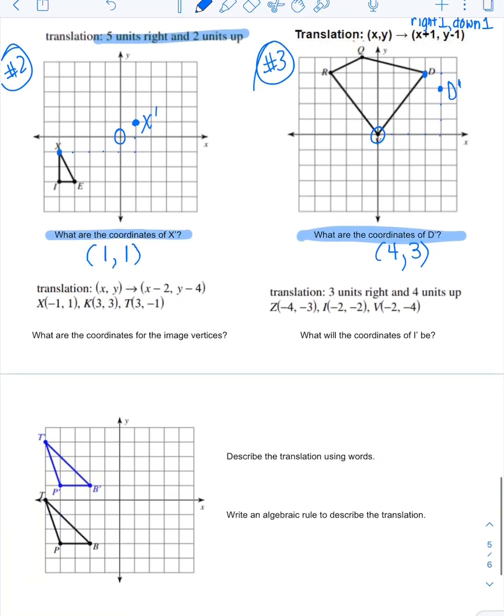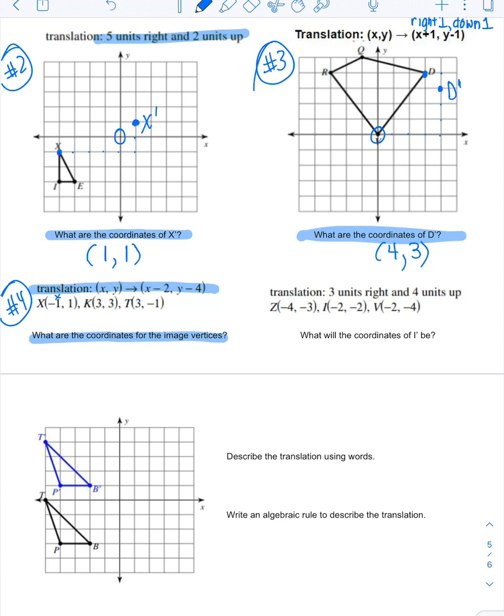Now look at example 4. Sometimes they don't give you the graph. Sometimes they give you the points and they give you the rule. So here it says the translation is x minus 2, y minus 4. Well, that's going to work out perfect because I have the points already. But it says, what are the coordinates for the image vertices? That means I have to do all of them. That's all that means. So let's see how you do it if you have points.